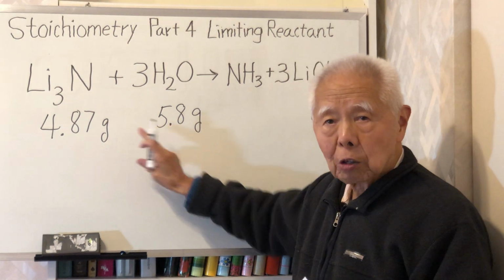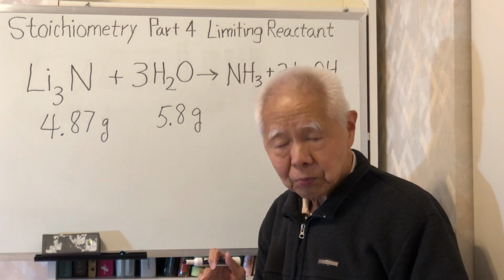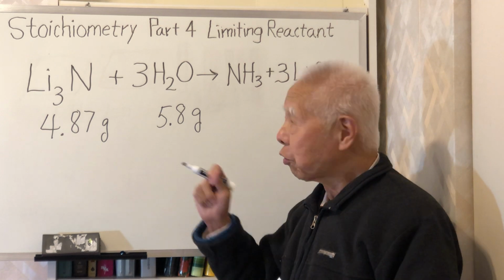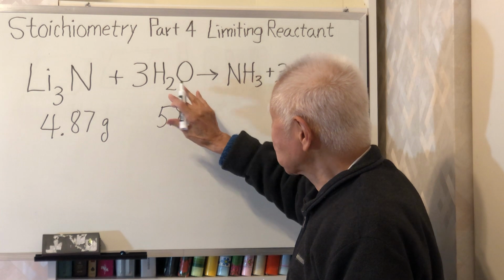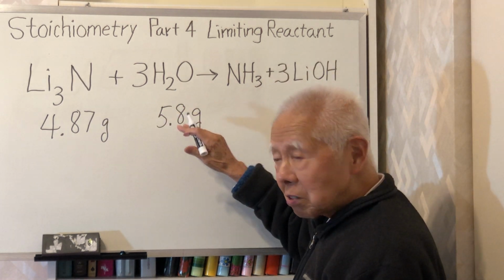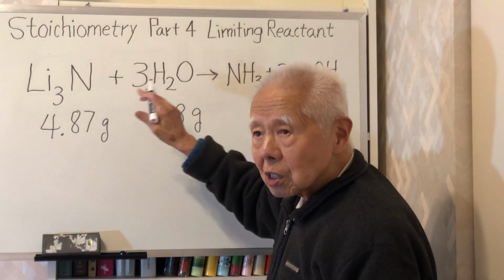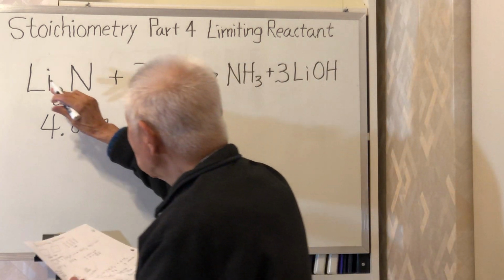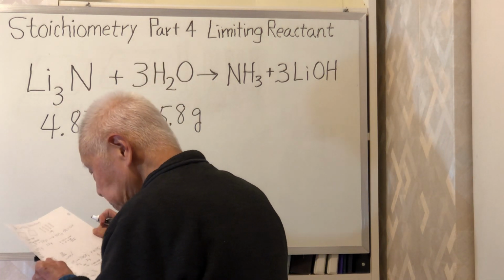Because we are talking about gram, I need atomic mass. So go to periodic table and find the atomic mass and find the mass of this part and the mass of this part. That's the second line now. The first line is given. The second line is from the reaction equation. So I need three lithium and 1 nitrogen.